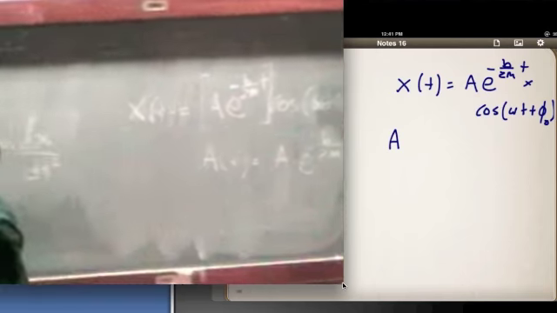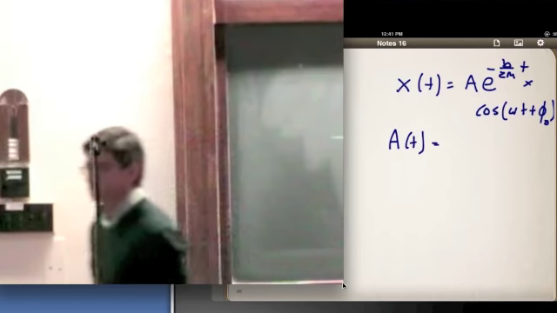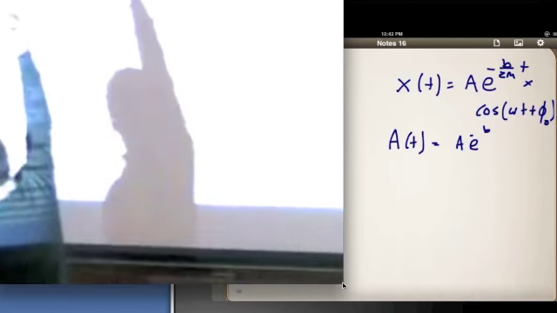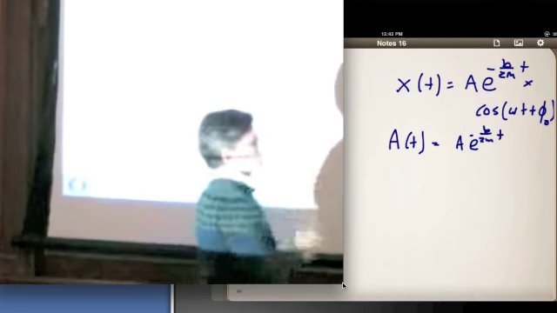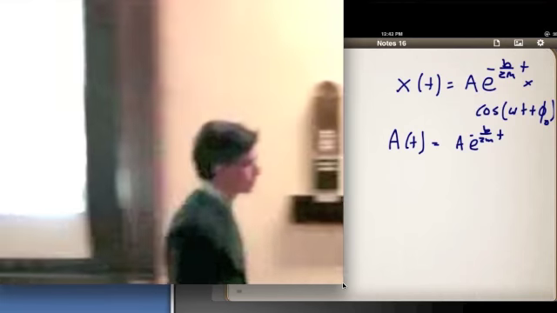And that's exactly what you were observing in that plot. The line that you draw connecting all the peaks, that line is the amplitude, and it decays exponentially.